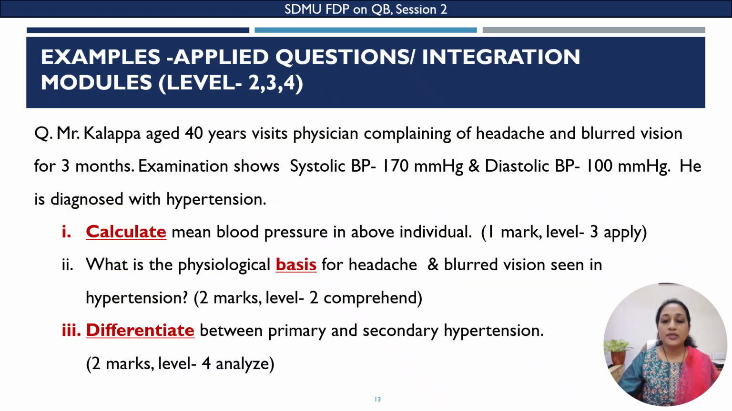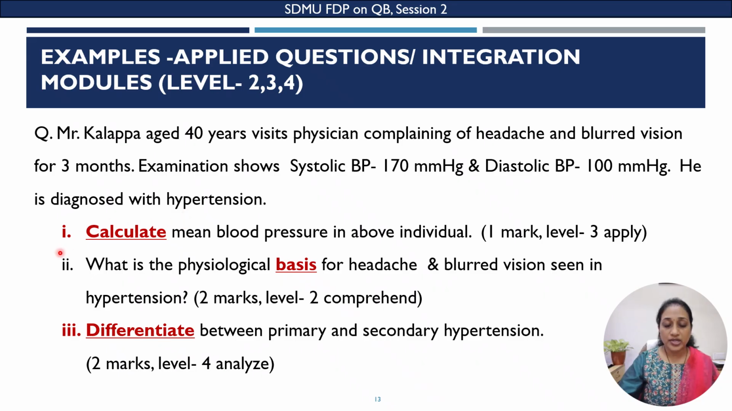A few more examples. The example you're seeing on the screen is a hybrid example of an integration module, or what our NMC suggests, that we include some short notes on applied aspects and integration. So one such question reads like this. Mr. Kalappa, aged 40 years, visits the physician complaining of headache and blurred vision for 3 months. On examination, the systolic BP was 170 and diastolic was 100 mmHg. He is now diagnosed to have hypertension.